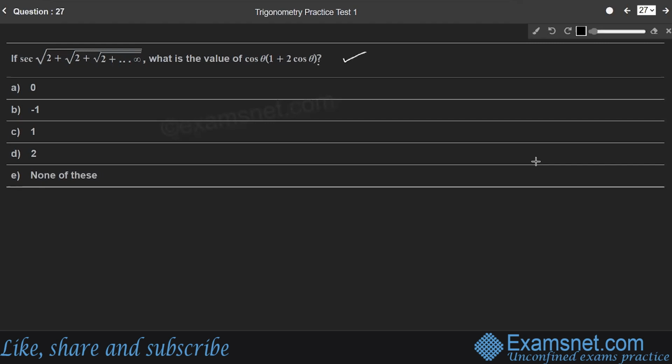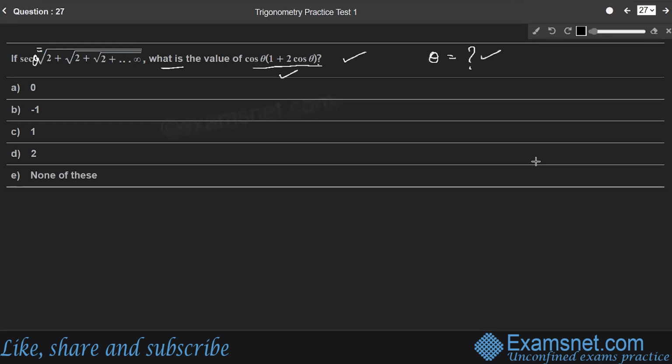Question number 27. If secant, here there is a small correction, students. Secant theta is equal to root of 2 plus root 2 plus root 2, so on up to infinity. Then what is the value of cos theta into (1 plus 2 cos theta)? Right? So here secant theta value is given. First, we need to find what is theta. Then only we can easily find the value of the expression cos theta into (1 plus 2 cos theta), right?